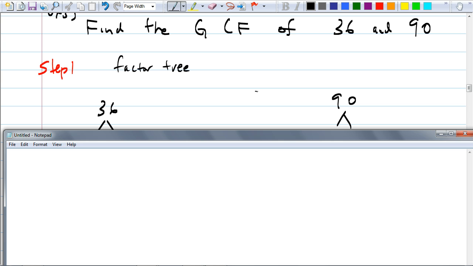Yes. Yeah. For 36 and 90s. Go ahead, try this and check with your group. See if you have the same exact. The tree doesn't have to look exactly alike, but at the end, the prime factorization, when you write them in exponential form, should look exactly alike.